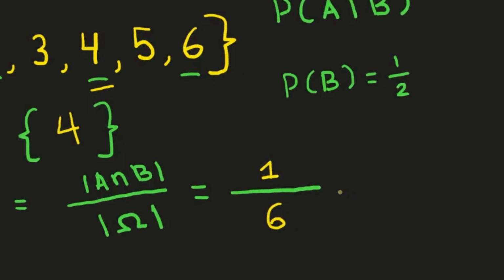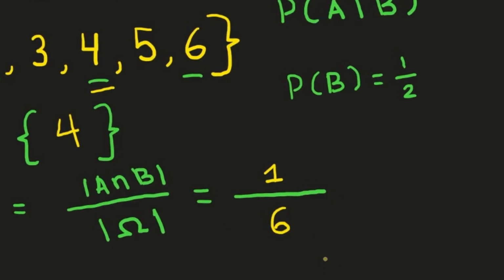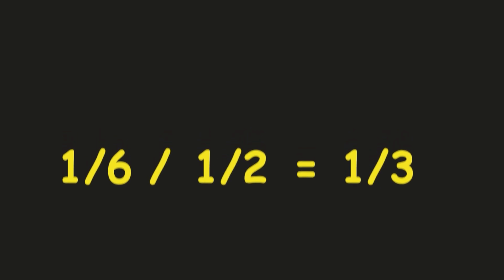Now let's plop all our numbers into the actual formula. The probability of A and B we found to be 1 over 6. And the probability of B we know is 1/2. And if you simplify this, you're going to get 1/3.